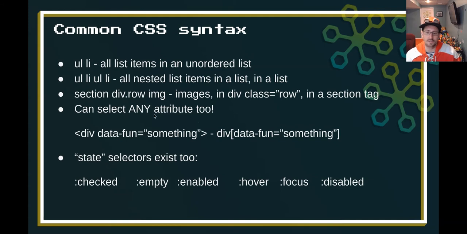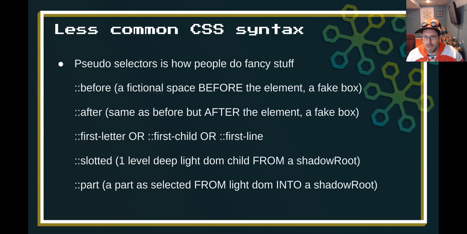You can also do state. State selectors would be like if this is checked, if it's empty, enabled, hovered, like the mouse hovers over the thing. Focus would be potentially hovered, but it'll also be like tabbing to tab through items, and disabled if something is enabled or disabled, particularly in form inputs. If you have a submit button that's disabled, that's a state of that button.